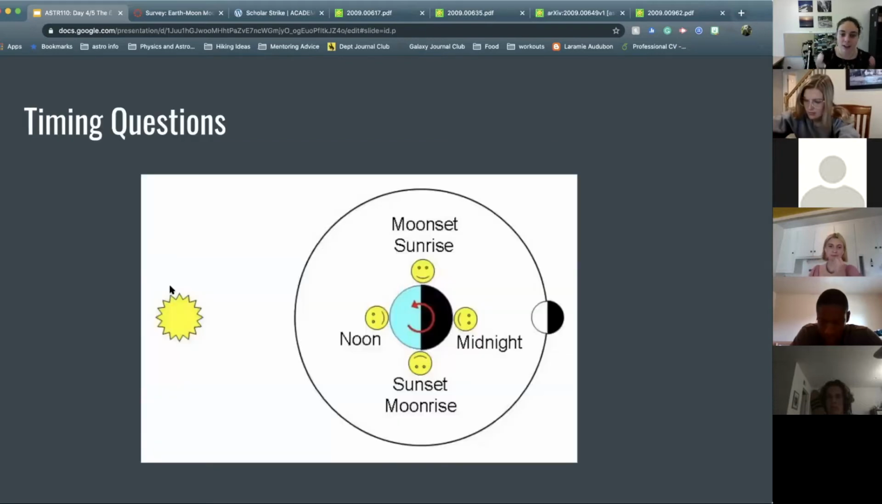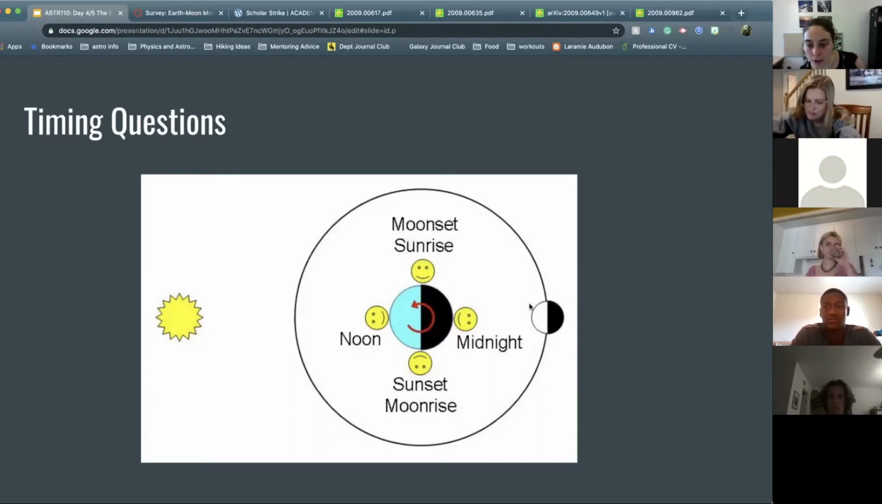The other questions towards the end talked about the timing of the different phases of the moon. The idea of how we figure this out is you can place yourself on your Earth model, and based on where you are with respect to the sun, you can figure out what time it is. If the sun is directly overhead, it's noon. If you're on the opposite side, it's midnight. And then we have sunset and sunrise on the two opposite sides, so 6 a.m. and 6 p.m., roughly.